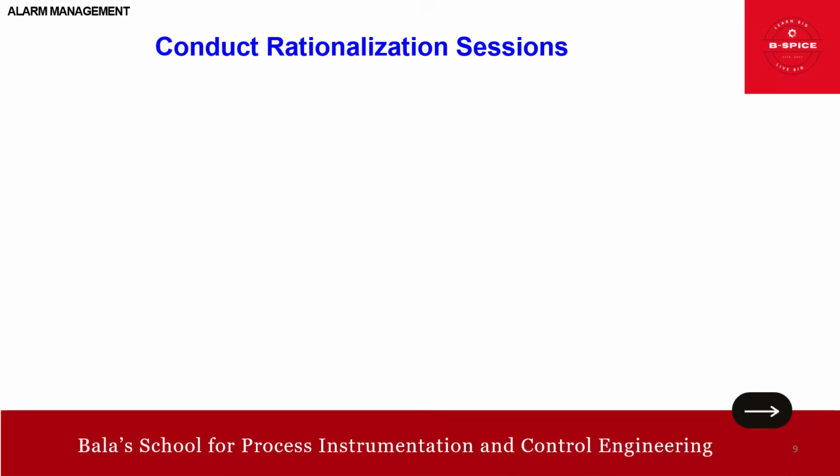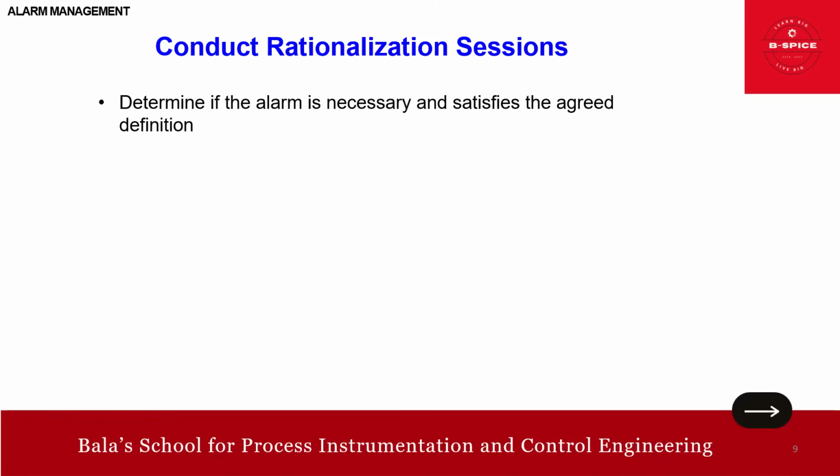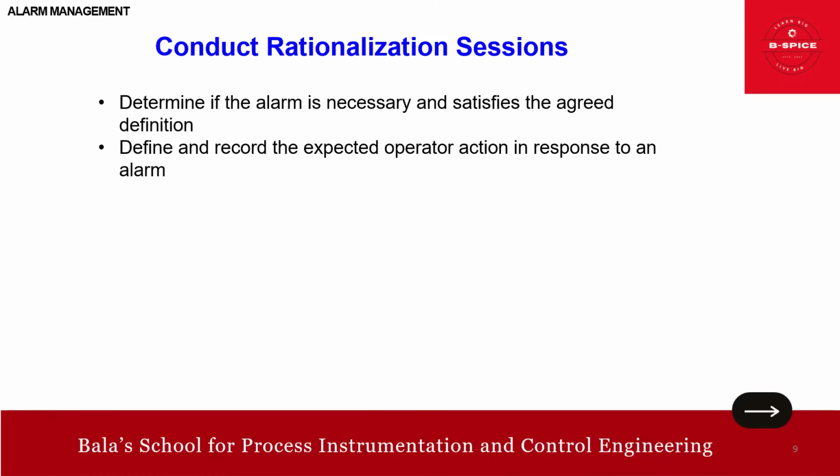Then go to conduct rationalization session. Hold a collaborative session within the alarm rationalization team to evaluate each alarm individually. For each alarm, determine whether the alarm is necessary and satisfies the agreed definition. Confirm that the correct hierarchy of control has been applied to manage the risk associated with the condition that would create the alarm, and define and record the expected operator action in response to the alarm. If there is no response, there should not be an alarm. So the alarm should be deleted or changed to an alert.